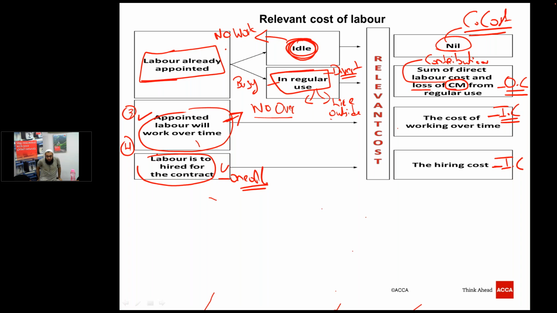So this loss will be charged along with the direct labor cost. Remember, this is a sum. This loss will be charged along with the direct labor cost to the one-off contract. This loss of contribution is opportunity cost. And this happens when there is no overtime opportunity and no outside hiring could be done. So the relevant cost will be the sum of direct labor cost and loss of contribution. This is opportunity cost. So just learn what I'm doing. I'm creating a ring with rule of 5.